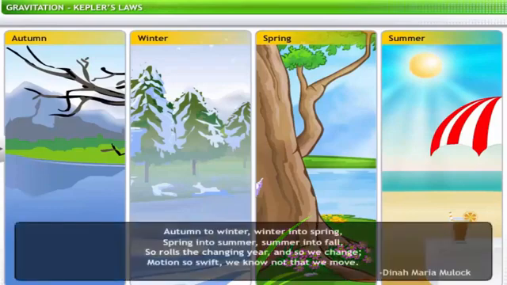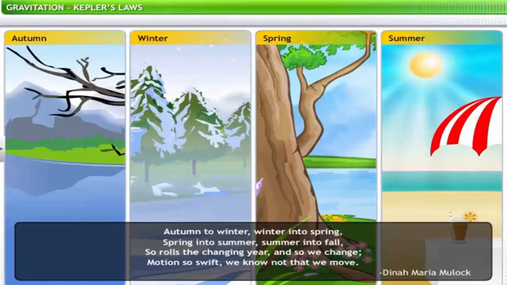Autumn to winter. Winter into spring. Spring into summer. Summer into fall. So rolls the changing year. And so we change. Motion so swift, we know not that we move.